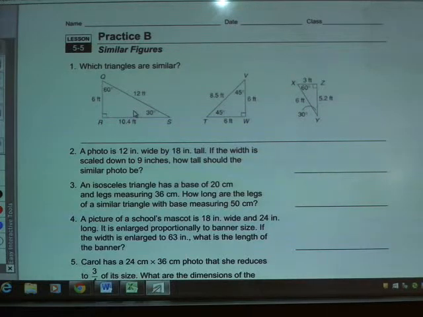This is the homework helper for Chapter 5, Section 5 in the 8th grade textbook entitled Similar Figures. So let's go ahead and start off with question 1. They're asking us which triangles are similar.